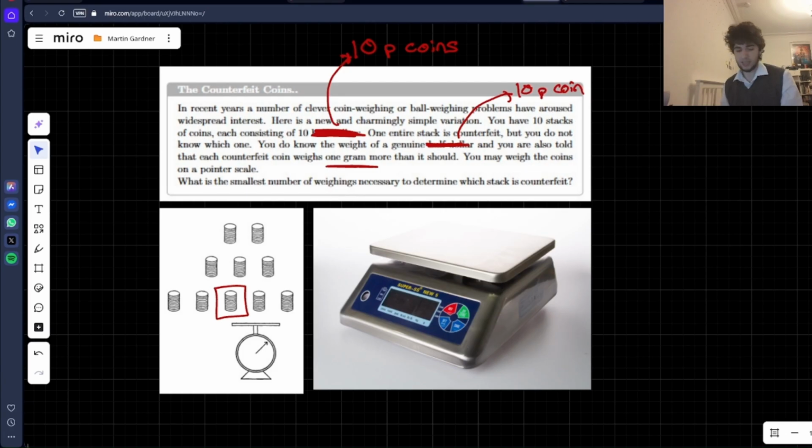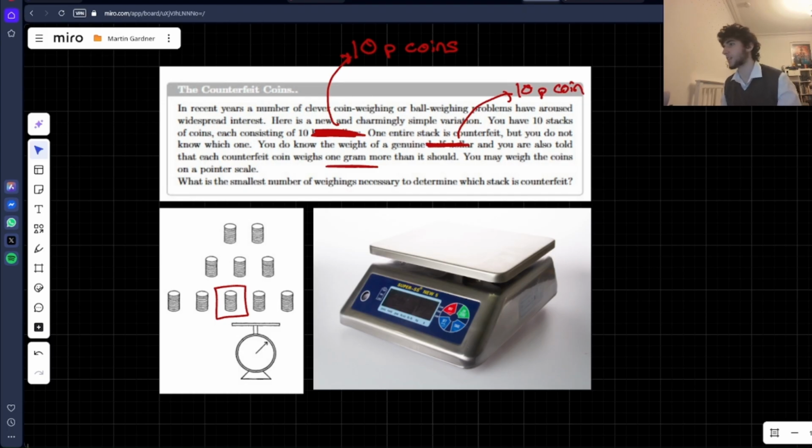So, to repeat, you have 10 stacks. Each stack has 10 coins within it, and each coin is a 10p coin. You know the mass of a real 10p coin, and you're told that one of the stacks has 10 fake 10p coins. The mass of each fake coin is 1 gram more than the mass of the real 10p coin, and so the mass of that entire stack is 10 grams more than the mass of a stack of normal 10p coins.